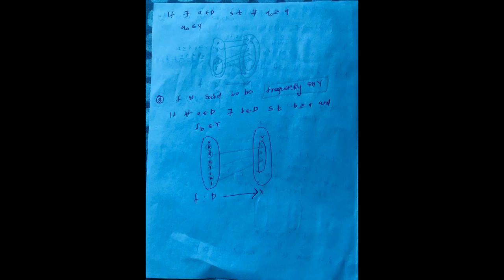Diagrammatically we can see once again f, a function from D to X, where a, b, c, d, g, h, etc. are elements of D, and Y is a subset of X.